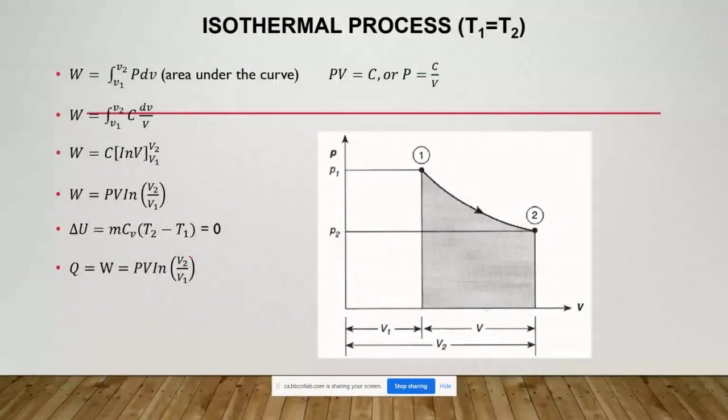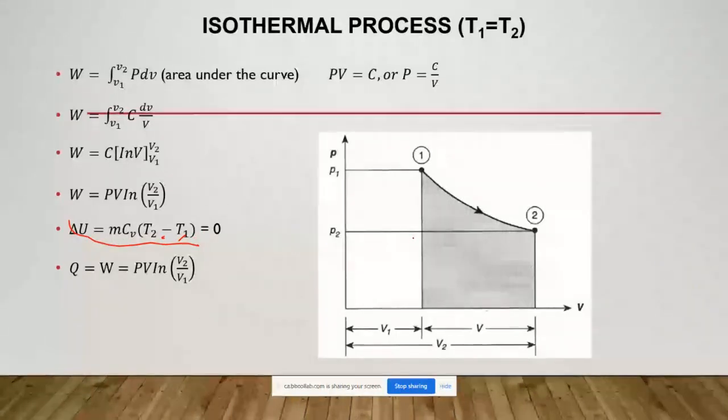The third one is isothermal. Isothermal, remember, the temperature is the same. So the temperature at 1 and the temperature at 2 is the same. So from here, if the temperature is the same, this T2 is equal to T1, therefore delta U will be equal to 0.